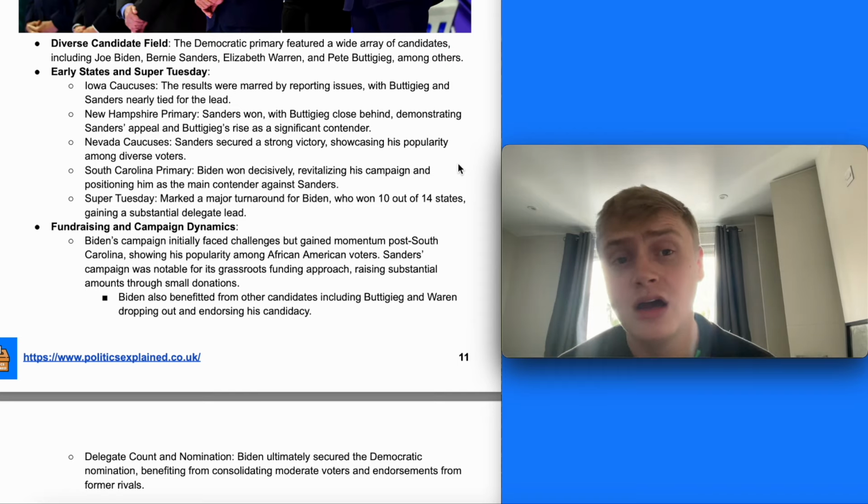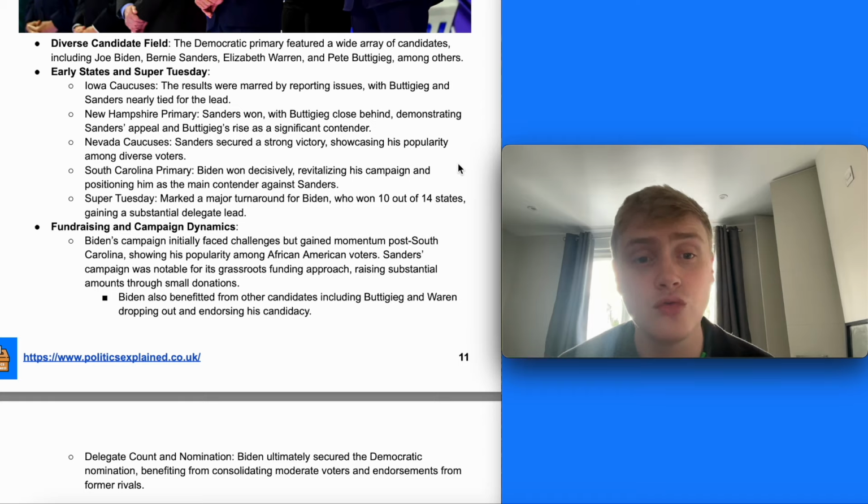In New Hampshire, Sanders won with Buttigieg close behind, so Biden really wasn't anywhere at this point. In Nevada, Sanders secured a strong victory, showcasing his popularity, but crucially, Biden won the South Carolina primary, reflecting his greater popularity with black voters. This revitalized his campaign and positioned him as the main contender against Sanders.